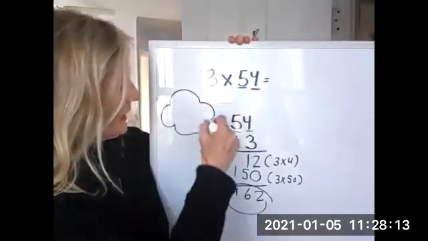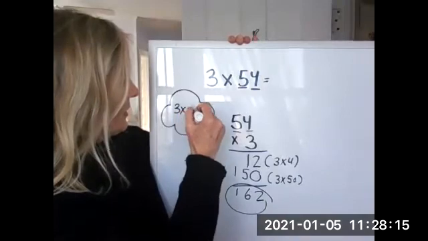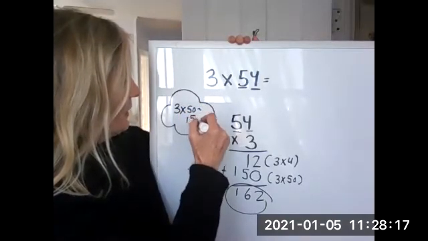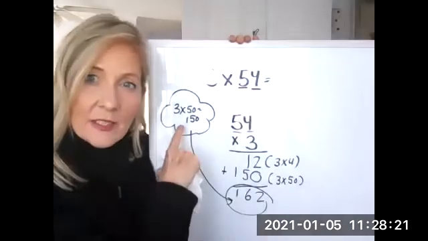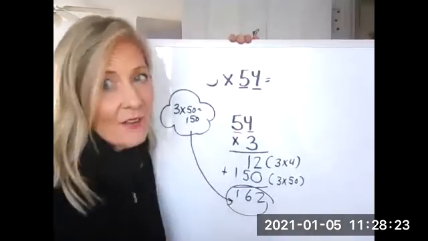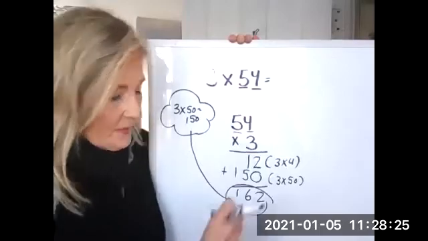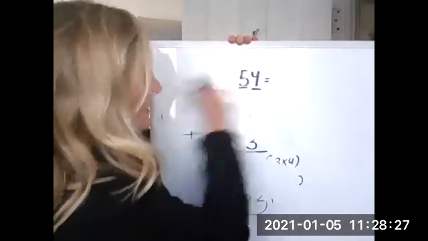And 162 is a reasonable answer for 3 groups of 54. Why? Because when I estimate, 3 times plain old 50 was 150. My final product and my estimated product are close enough to where I'm not going to worry about it. Let's try another one.